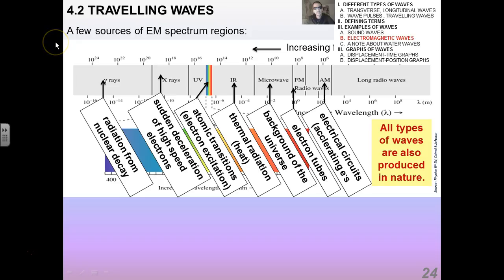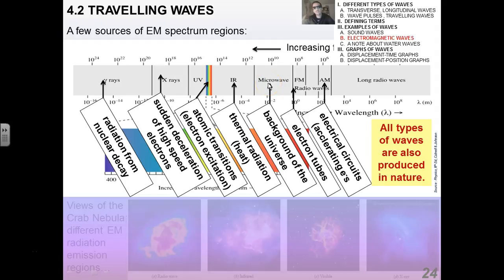Okay. A few sources of electromagnetic spectrum regions. All types of these waves are produced in nature. You can look through this yourself. So radiation from nuclear decay is very high energy, very dangerous, all the way down to thermal radiation, as we talked about before, as a form of infrared radiation. Background of the universe, microwave, also your oven, etc.